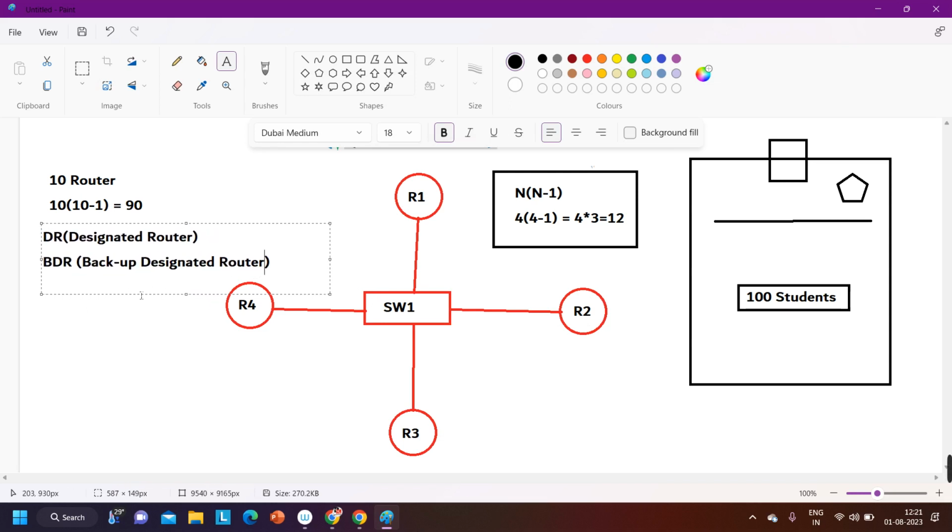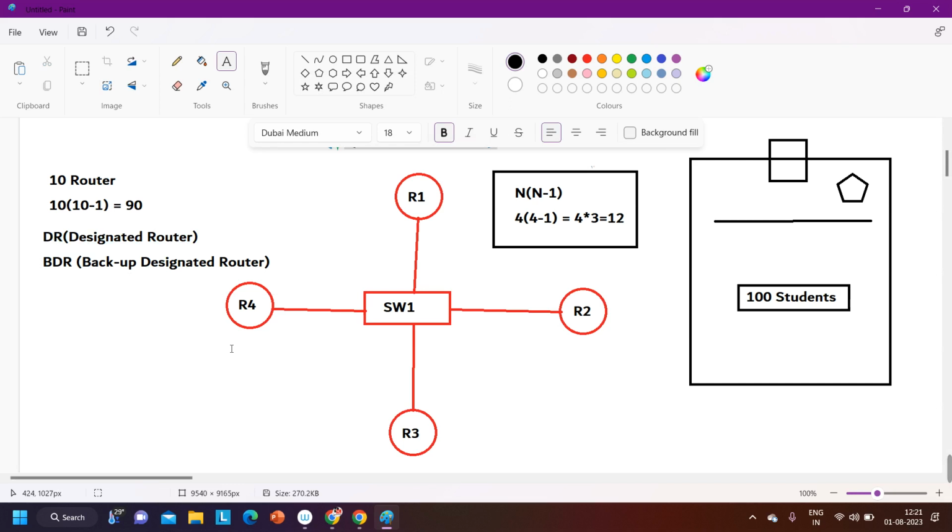So DR is clear to everyone. DR is a special type of router in a broadcast network, right? All other routers will share their database with the DR router, and only DR routers are going to exchange the database. First let me make you understand how this will work, then we will discuss which router will become DR, on the basis of what.